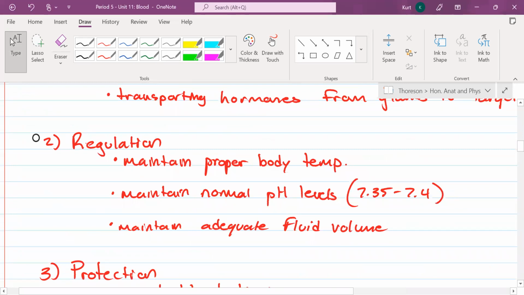The second function of blood is regulation. We have to maintain our normal homeostatic balance. A lot of things have to be balanced: sugar, sodium, calcium, various other electrolytes. Your body temperature has to be maintained at proper levels. Your pH levels have to be maintained at proper levels, and also the plasma volume, to make sure that you have proper pressure and circulation. So adequate fluid volume is also regulated through your blood.